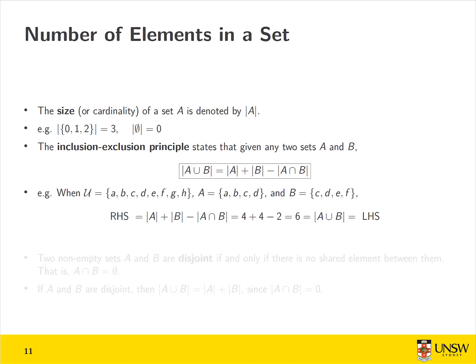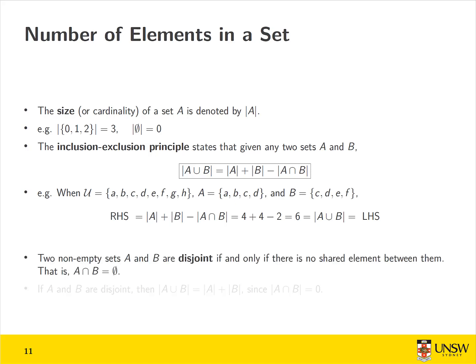For example, using our previous example for sets U, A, and B, we can see that the size of A union B is 6, while the size of A plus the size of B gives 8, and subtracting the size of A intersect B again gives 6.